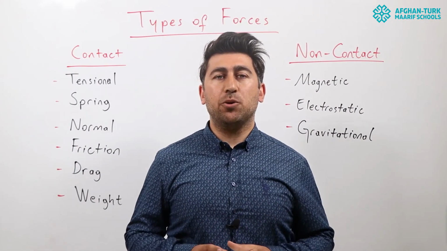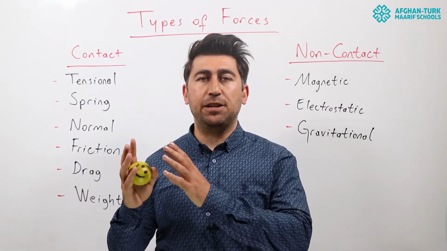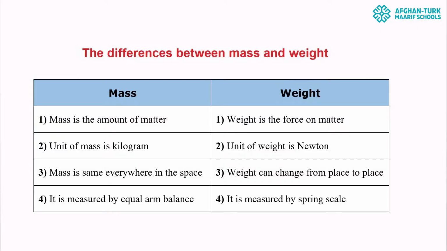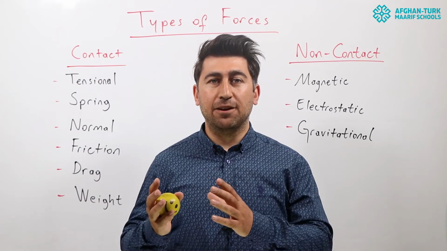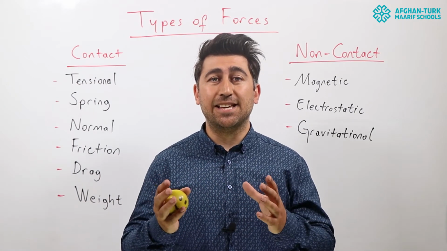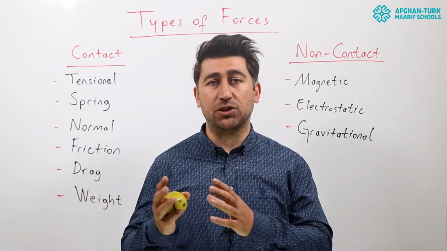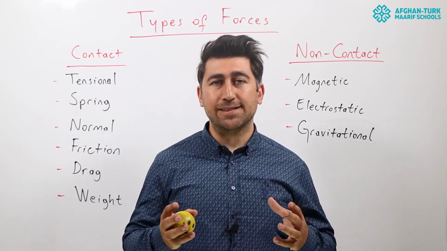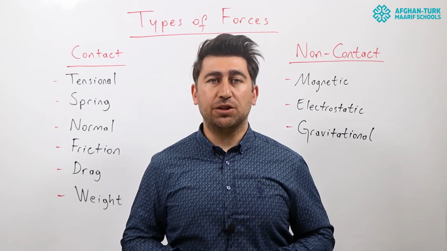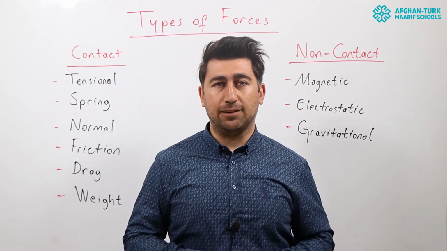Before continuing with non-contact forces, let me explain the differences between mass and weight. Mass is the amount of matter, weight is the force on matter. The unit of mass is kilogram, the unit of weight is Newton. Mass is the same everywhere in the universe, but weight can change from place to place. For example, a person's weight will change on different planets since it depends on the planet's gravitational force. We can measure mass by an equal arm balance, and we can measure weight by using a spring scale.